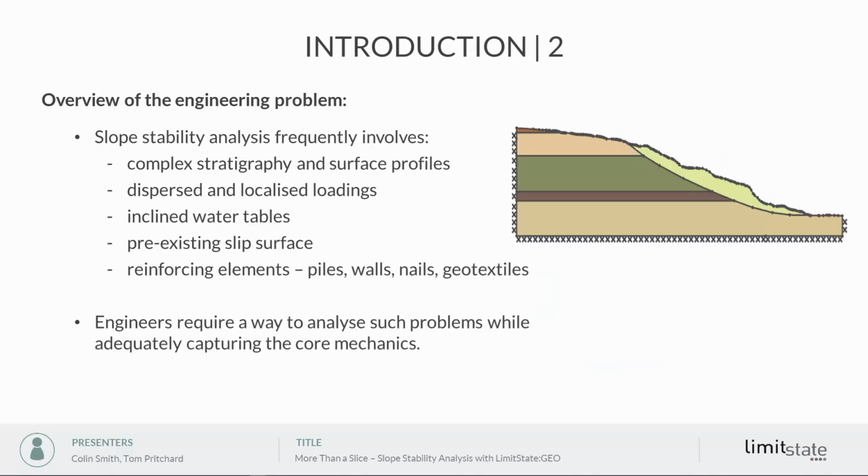Now, just to introduce slope stability problems, often it can be quite a complex area. Often we're dealing with complex stratigraphies and surface profiles. We may have spread loadings and very localized loadings. We may have complex water conditions, potentially pre-existing slip surfaces or weak layers in our soil. And if we're trying to improve slope stability, we may well have reinforcing elements such as piles, walls, soil nails, and geotextiles. And obviously, geotechnical engineers require ways to analyze such problems while adequately capturing the core mechanics.